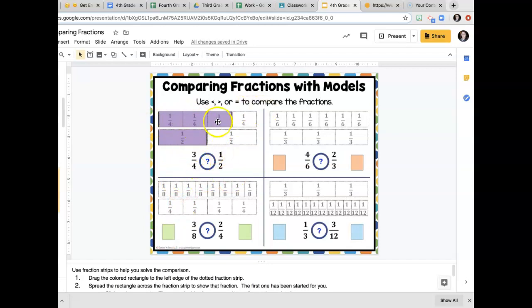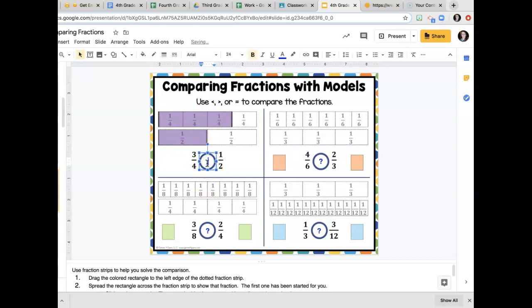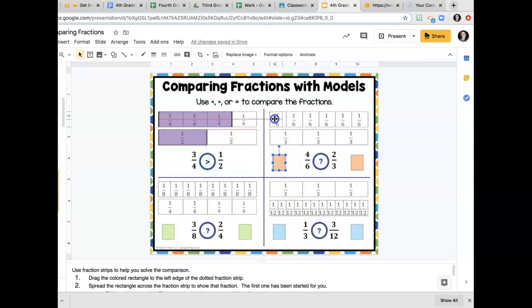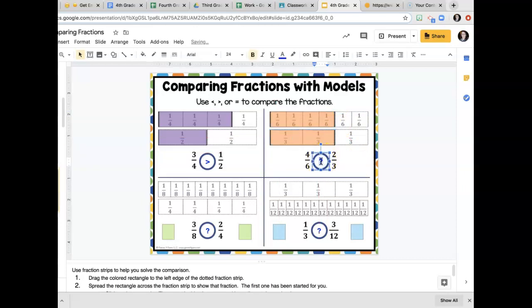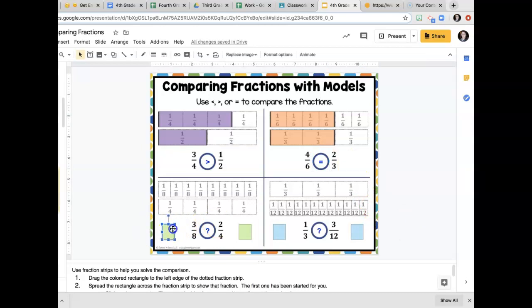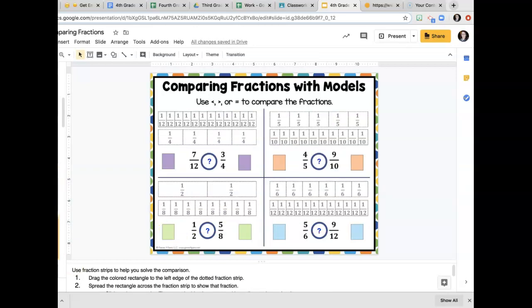So 3/4, I already shaded it for you, is greater than 1/2. So I'm going to drag this up, stretch it out to 4/6. Drag this up, stretch it out to 2/3. And I noticed those are equal. Whoopsie, not plus, equal. See how I did that? Drag it up, stretch it out, compare. Moving on. Same thing on this slide.